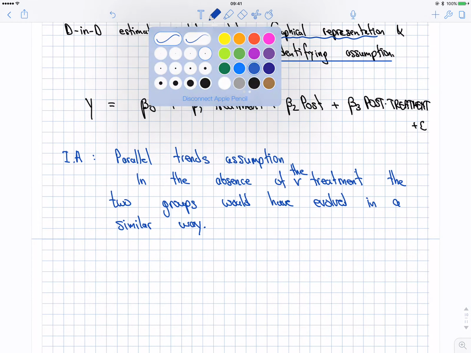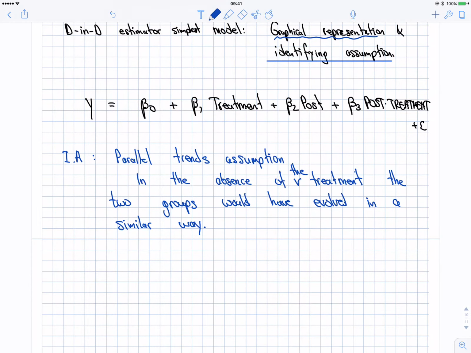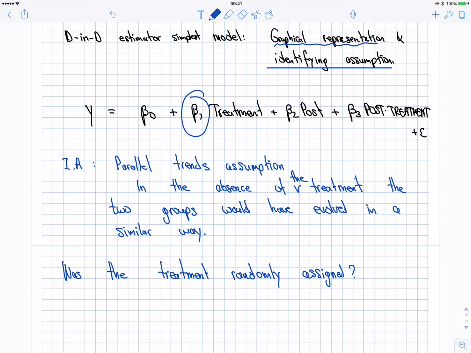Sometimes you're also asked to test the random assignment. Was the treatment randomly assigned? Well, to test that, what you have to do is test this parameter here. That coefficient, beta 1 hat, the estimator of that, will tell you the average differences between the treated group and the non-treated group before the treatment.